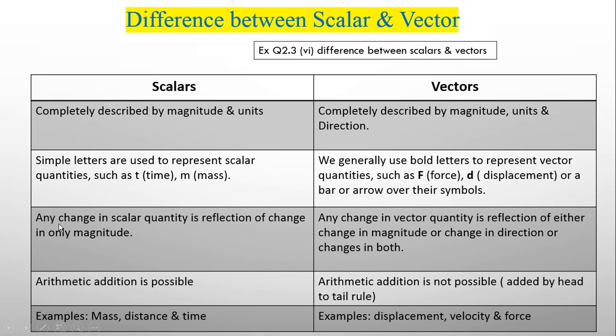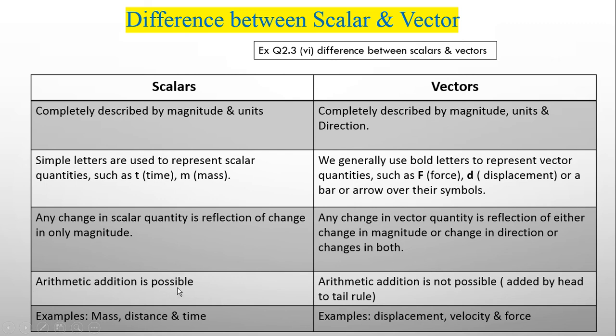Third point: any change in a scalar quantity is a reflection of a change in only magnitude, because a scalar quantity is completely described by its magnitude. Any change in a vector quantity is a reflection of either a change in magnitude or a change in direction or changes in both.